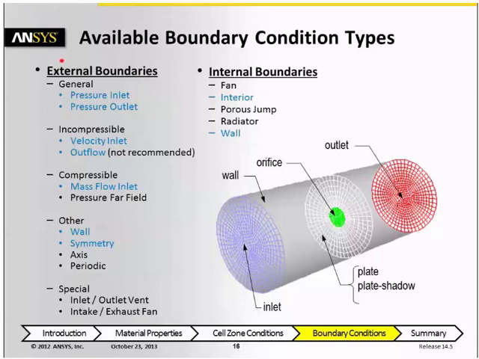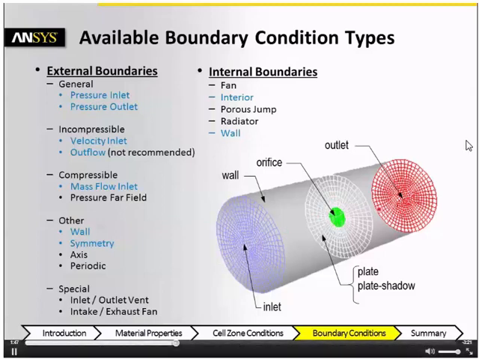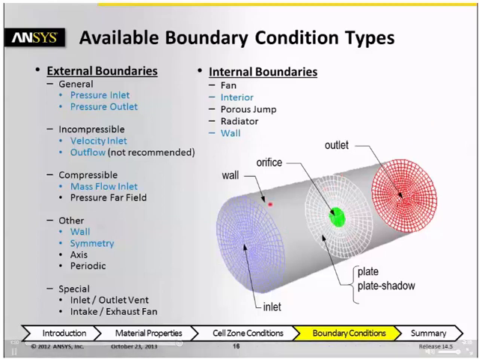Boundaries can be broadly classified as either external or internal boundaries. In the example that we see here, where there's flow through a pipe with an orifice in the center, the external boundaries include the inlet, the wall, and the outlet boundaries, and the internal boundaries are the orifice and also the orifice plate, which forms an internal wall boundary. Internally, Fluent splits walls such as this into a wall and a shadow wall, so here you see plate and plate shadow. This will be explained in more detail later on.